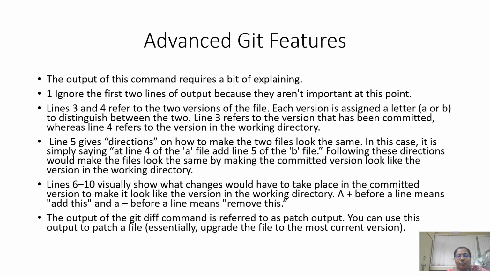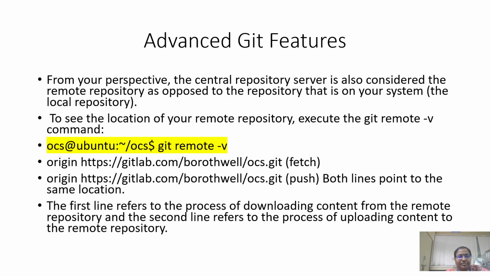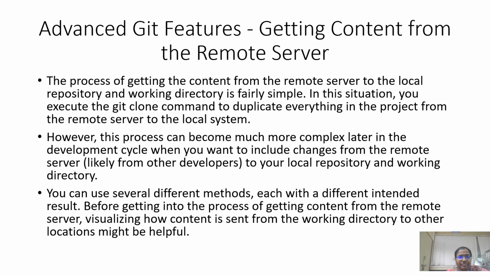You can use the output to patch a file so that you can upgrade the file to the most current version. To see the location of your remote repository, execute git remote -v. That is to see the location of your remote repository.